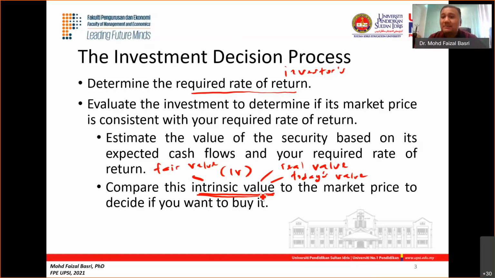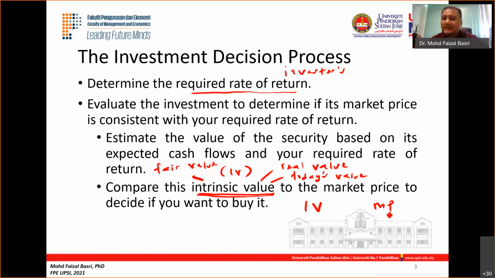This is not the market price. The market price is whatever price is currently available in the market. If you look at the share market, you can see the market price there, and that is the price you have to pay in order to purchase the investment. But the intrinsic value is the analysis value. We compare this intrinsic value with the price, to see whether the price is suitable or not, before you decide whether you want to buy the investment. So we need to compare the two: the intrinsic value versus the market price.